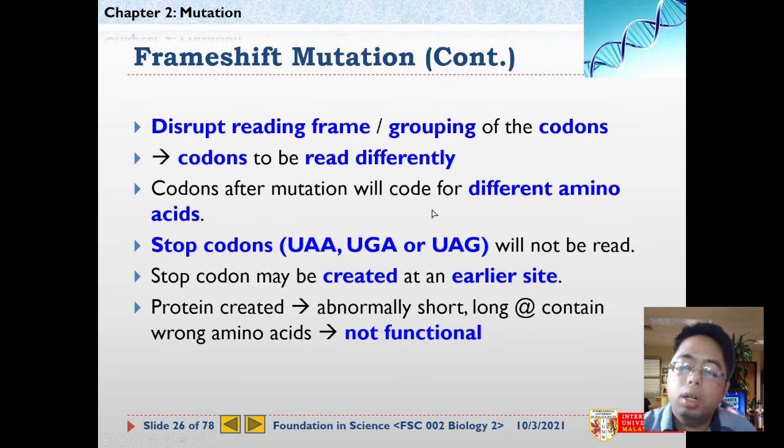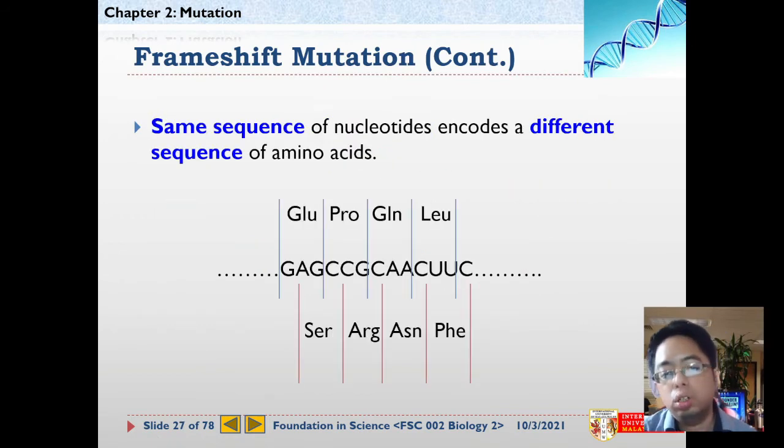Due to that, the amino acids after the frame shift will become a different type of codon that will code for a different type of amino acid. And if you somehow get a premature stop codon, UAA, UAG or UGA, this will cause the ribosome to stop. Okay, and the protein that is created might be abnormally short, long, or contain wrong amino acids, or not be functional.